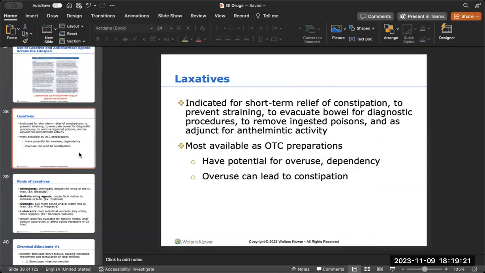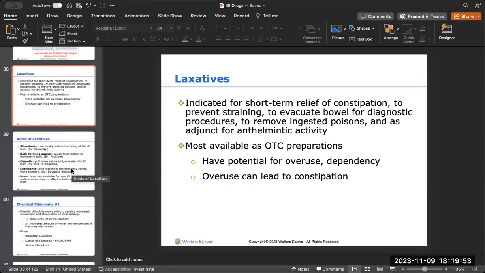So, laxatives we use for short-term relief of constipation to help prevent straining and help them get rid of that stuff in their body, okay? However, the problem with laxatives is that if you overuse them, they can lead to constipation and make it worse, okay? So they're not ideal for long-term use and they're really a last choice. You want them to do interventions like increase in fiber, increase in exercise, and increase in fluids before we even try giving a laxative. But if we do, we have different types.